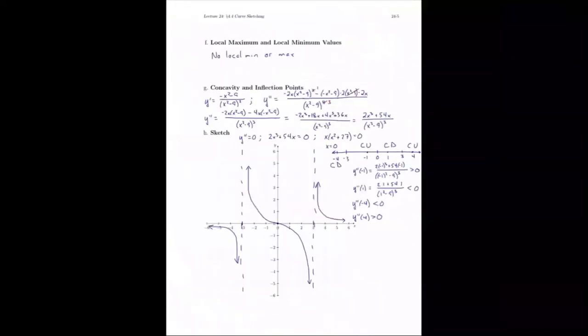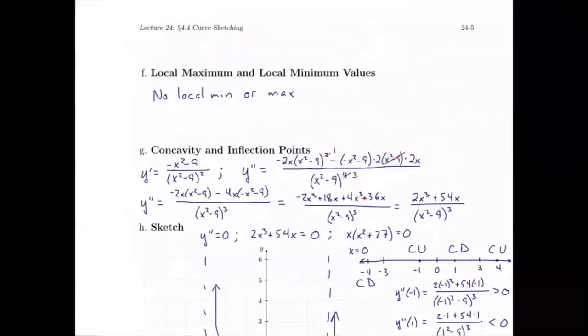Now, final steps here: local max or local min. We didn't change from decreasing to increasing, so we don't have a local max or a local min. It's going to be interesting. We're going to see how this connects to concavity, and that'll be a curious thing that I was hinting at earlier. So if we have y prime as this function, we need the second derivative of this function.